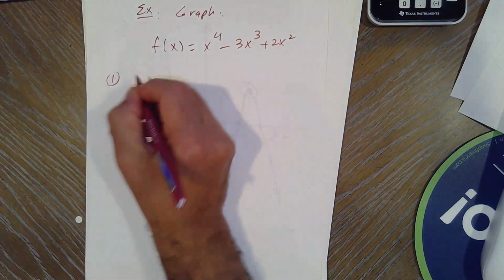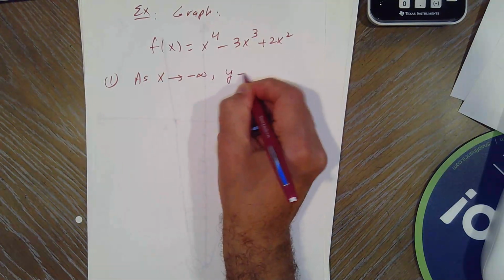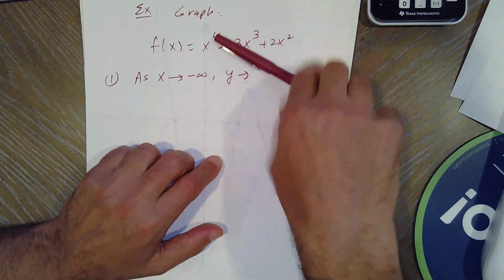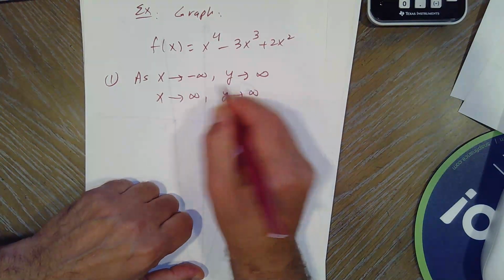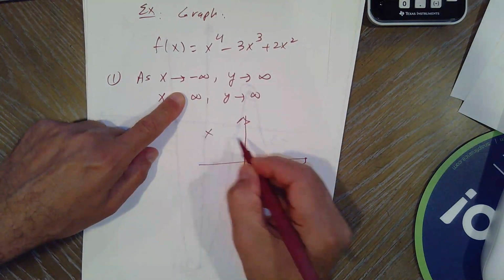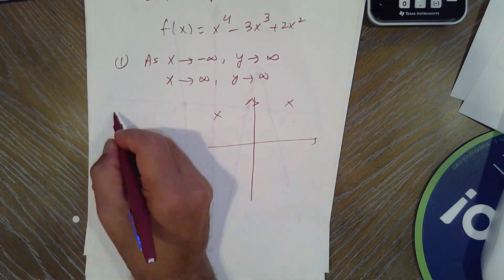So let's start with the end behavior. As x goes to negative infinity, y goes to, if we do negative infinity to the 4th power, positive infinity. And as x goes to infinity, y is infinity. So it starts in here, and since the degree is even, it has to end there.